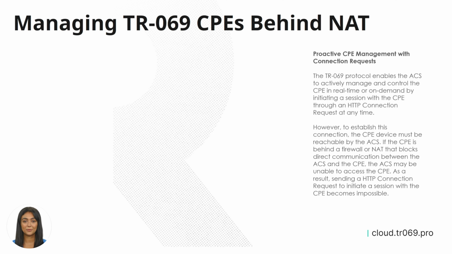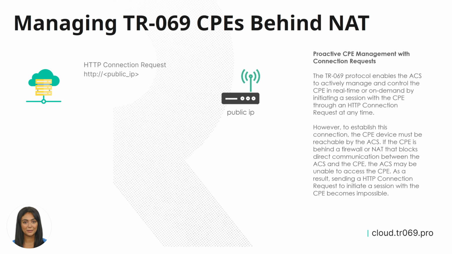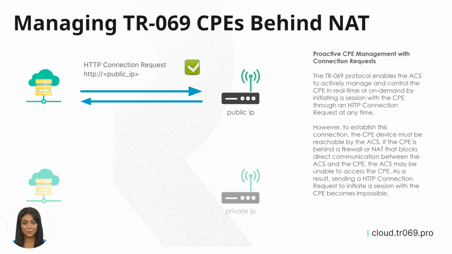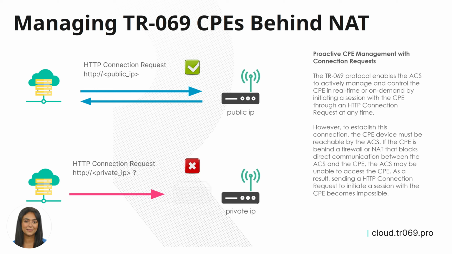Proactive CPE management with connection requests. The TR-069 protocol enables the ACS to actively manage and control the CPE in real time or on demand by initiating a session with the device through an HTTP connection request at any time. However, to establish this connection, the CPE device must be reachable by the ACS. It may not be if it is behind a firewall or NAT that blocks direct communication between the server and the device. As a result, sending an HTTP connection request to initiate a session with the CPE becomes impossible.